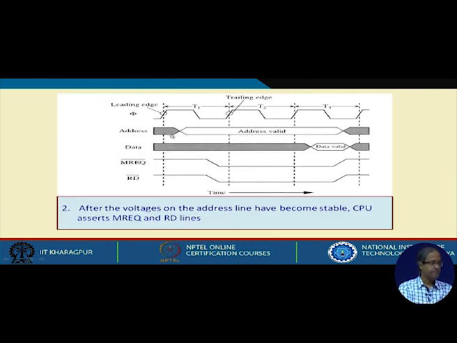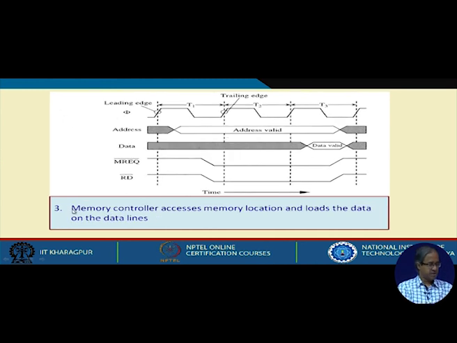Then after the address is put, second step is CPU will assert the memory request and read lines. So, memory request line will be set to low, read line will also be set to low, so that the memory system will now know that it is a memory request and the CPU is requesting a read. So, it is here. So, at the end of T1 these two signals have been asserted. This address is already valid. Okay? Fine. Third step, memory controller will be accessing memory location and load the data on the data lines.